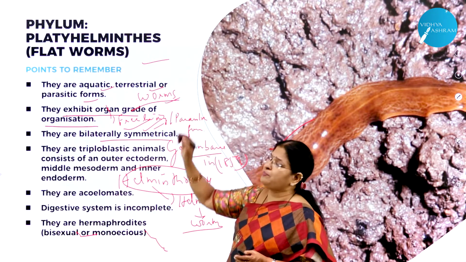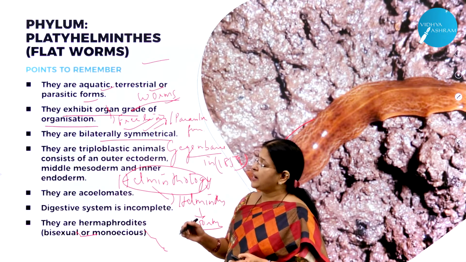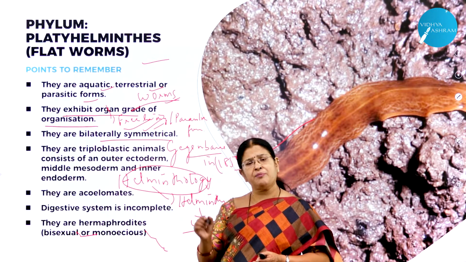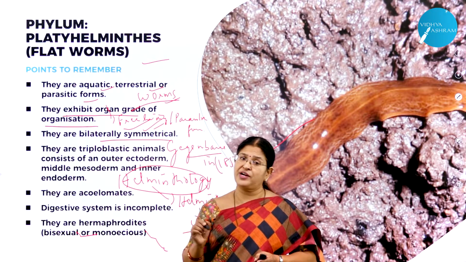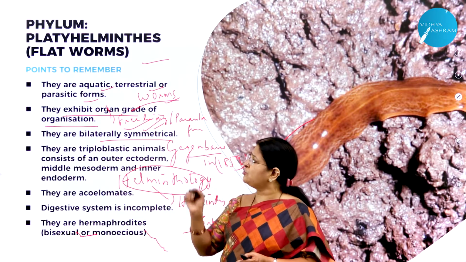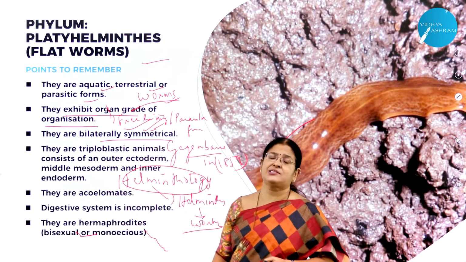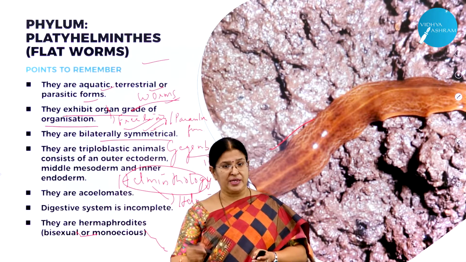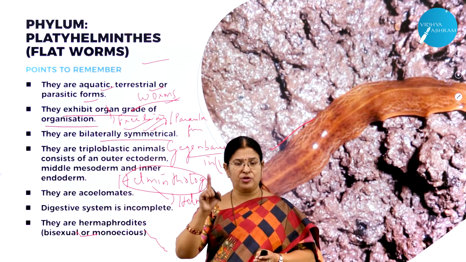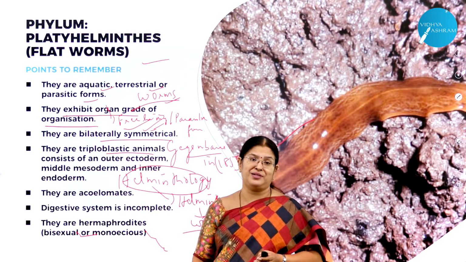So what is the first very important character? They are either free living or parasitic forms. And they exhibit what? Organ grade of body organization. So there you find the organs, but you don't find the organ system grade of body organization. So their body is restricted only to organ grade, and they are bilaterally symmetrical. That means you can cut the body of these animals into two equal halves in only one plane. And they are very, very important. They are triploblastic animals. Right?